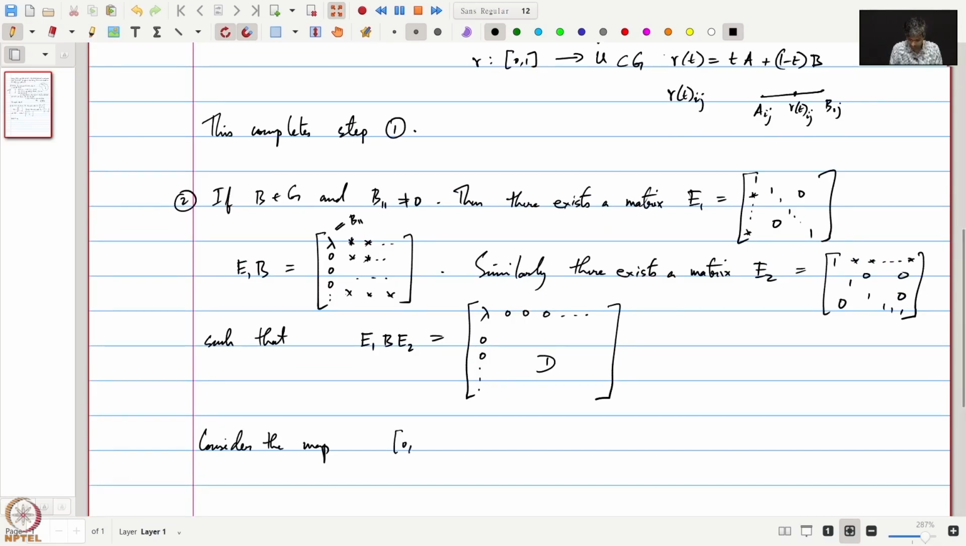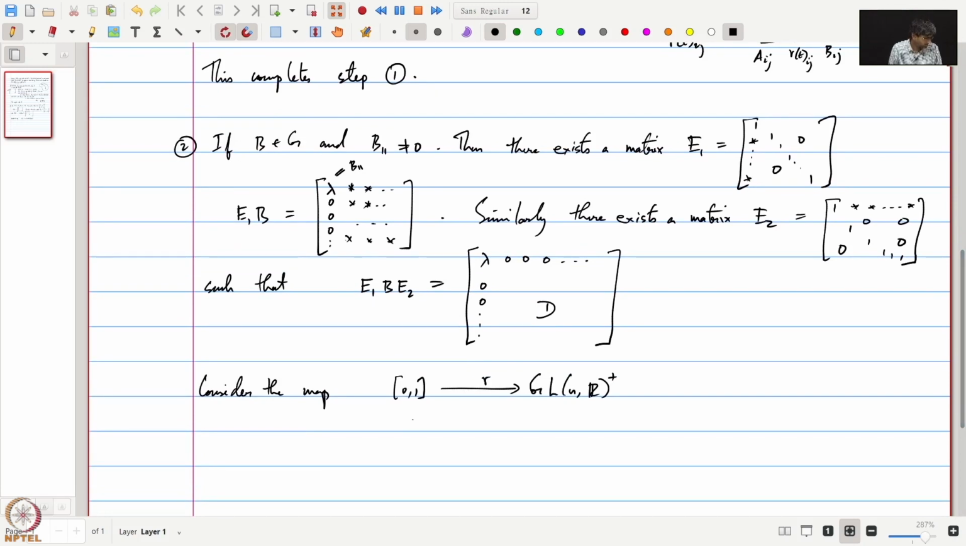is GL n R plus, which is given as follows. So, t goes to (1 minus t times identity plus t times E1) into B into (1 minus t times identity plus t times E2).